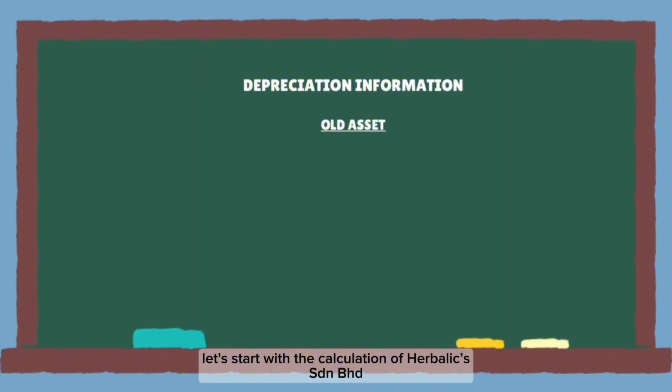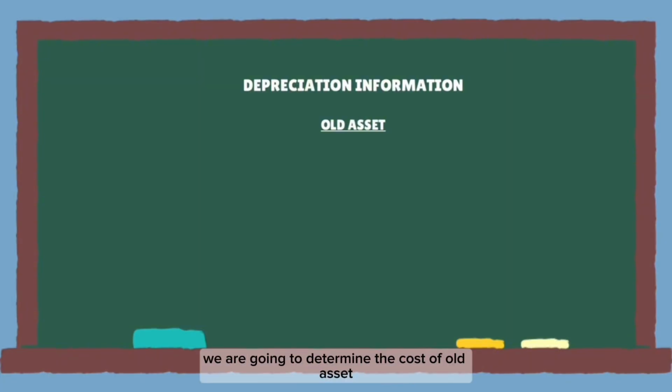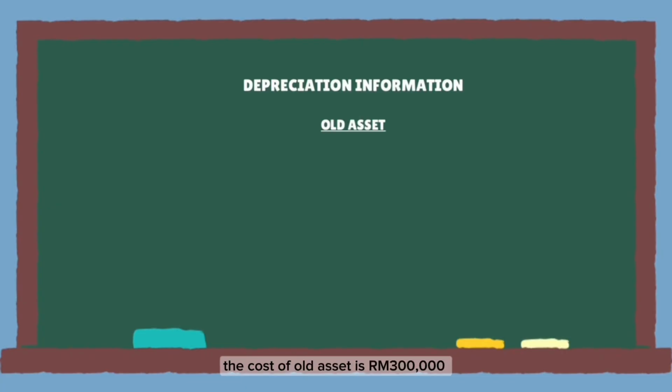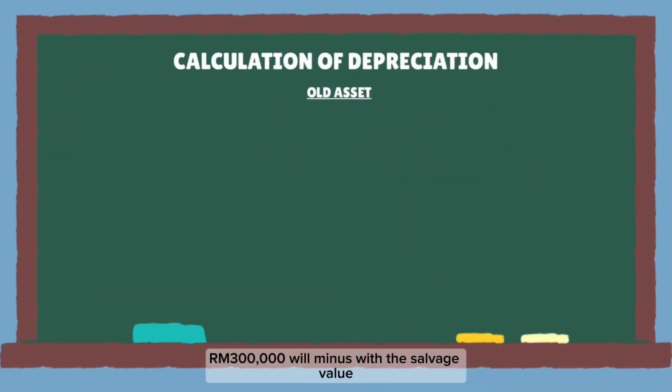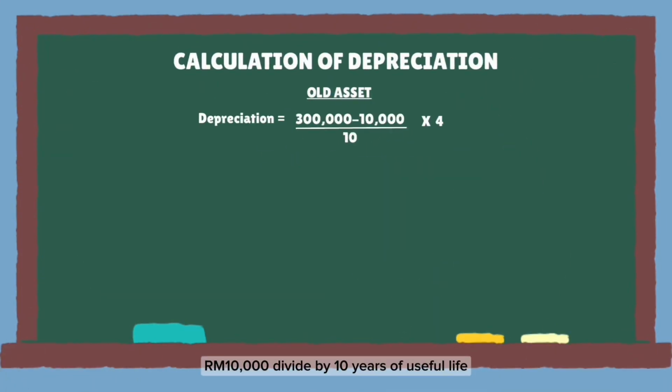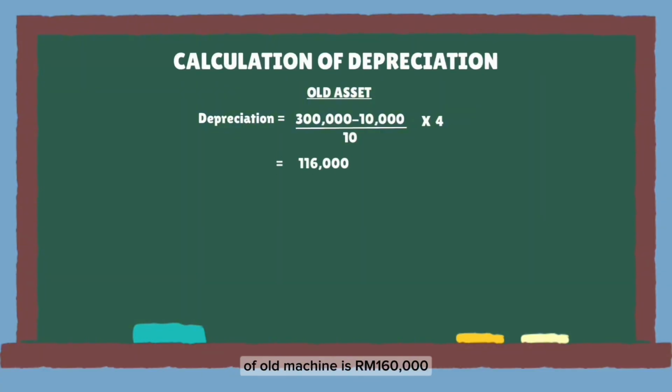Before we begin to calculate differential cash flow, we have to calculate the old and new machines' depreciation. So let's start with the depreciation of Herbalic Stadium Berhad's old asset. We determine the cost of the old asset, the salvage value, and its useful life. The cost of the old asset is 300,000 ringgit, the salvage value is 10,000 ringgit, and the useful life is 10 years. So 300,000 ringgit minus the salvage value of 10,000 ringgit, divided by 10 years of useful life, multiplied by 4 years, since the old asset was bought 4 years ago. The accumulated depreciation of the old machine is 116,000 ringgit.